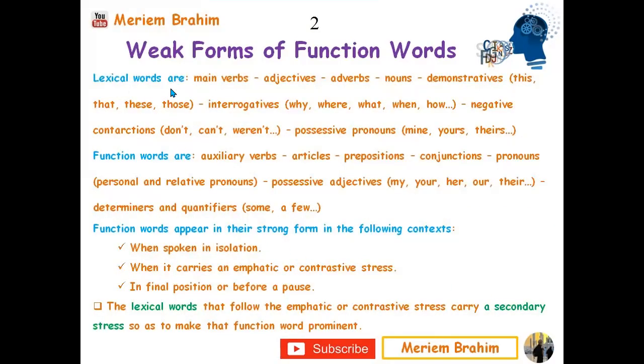So, what are the lexical words and what are the function words? Lexical words are main verbs, adjectives, adverbs, nouns, demonstratives, that is, this, that, these, and those, interrogatives, we mean question words like why, where, what, when, and how. Negative contractions like don't, can't, weren't. Possessive pronouns like mine, yours, theirs, etc.